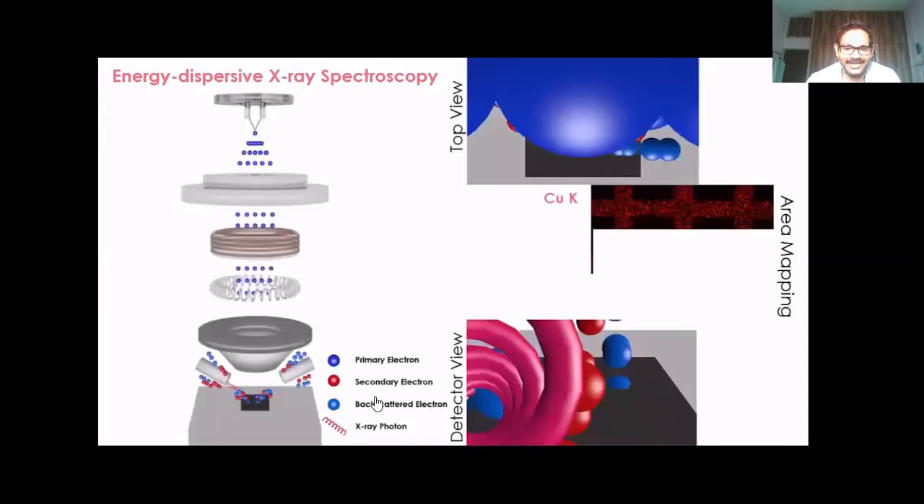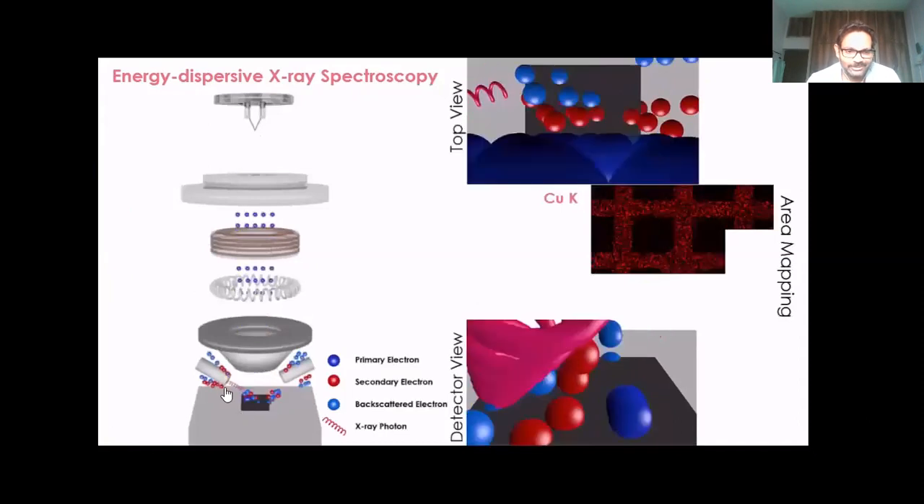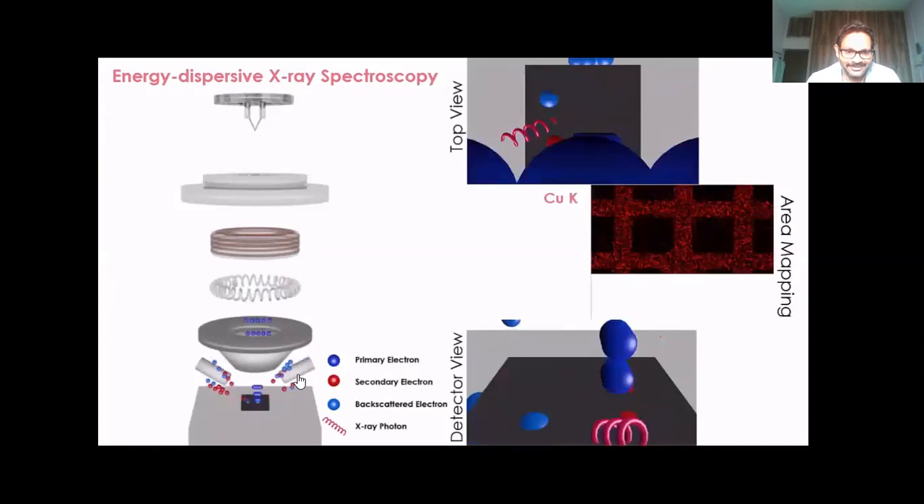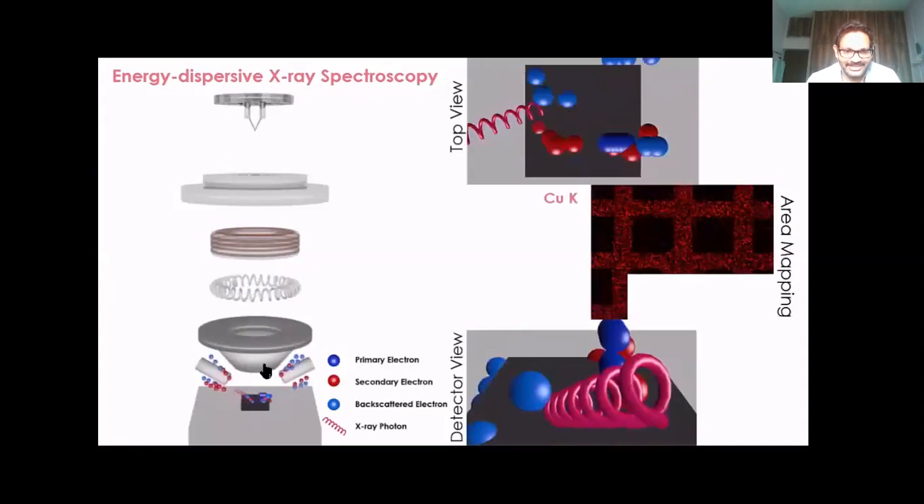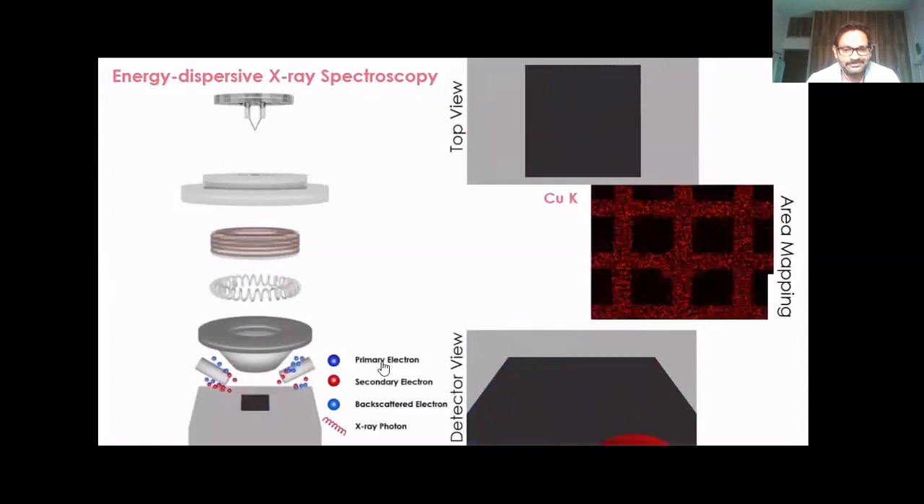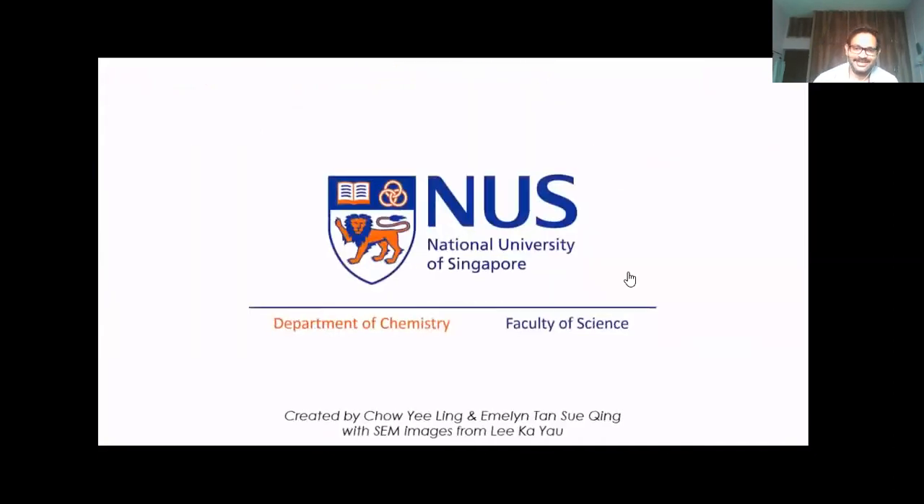So all three that we normally get: the X-ray will go to the X-ray detector, the secondary electron will go to the secondary electron detector, and this is the backscattered electron detector. So all three will be detected and scan the image. This is how the scanning of the images looks. Thank you very much.